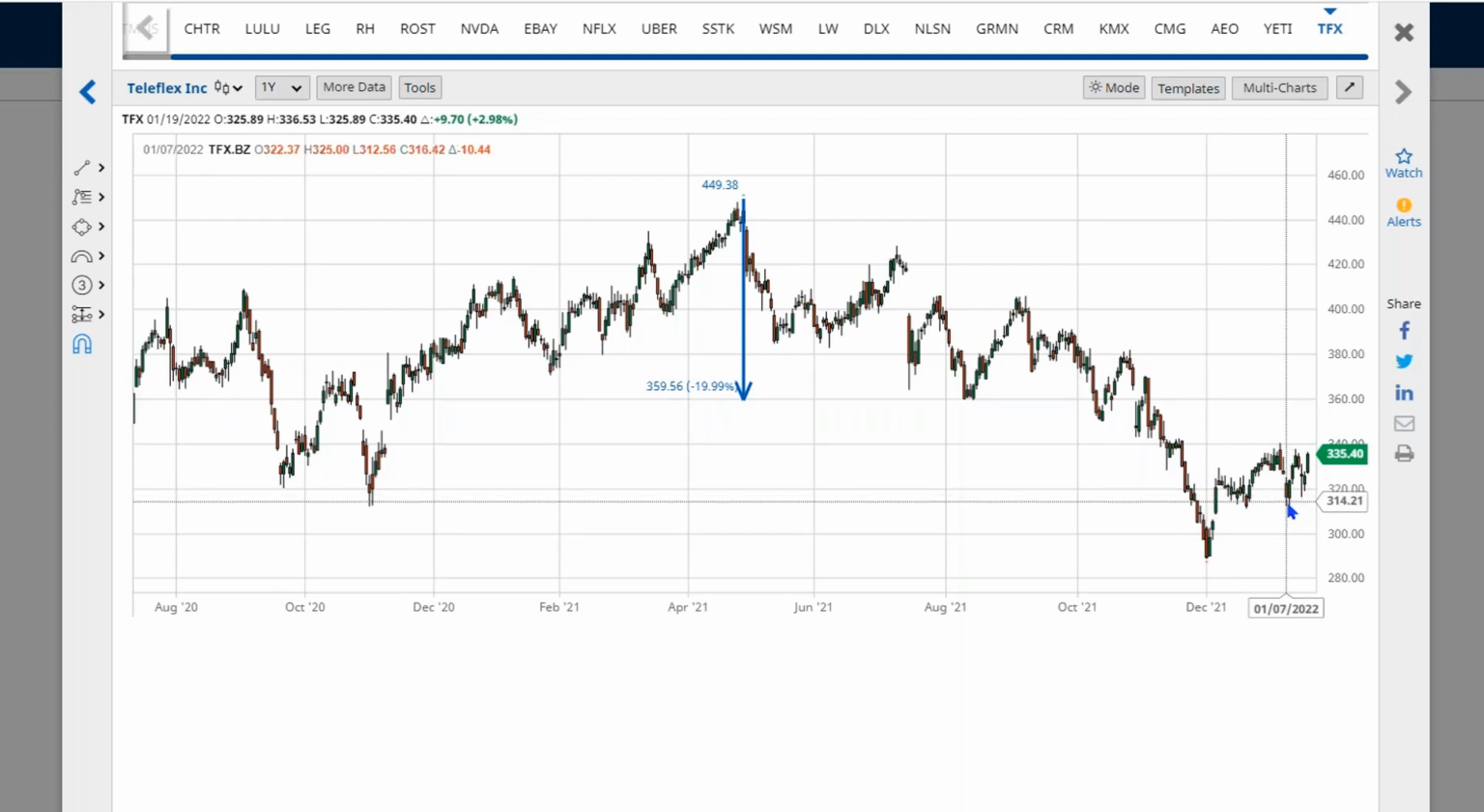Now, if I was looking for a bull market out of this one, well, what do I need to see? A new high and a new higher low. We're not there yet, but it certainly looks like for the time being, we are starting to move in a corrective phase from this previous downtrend.